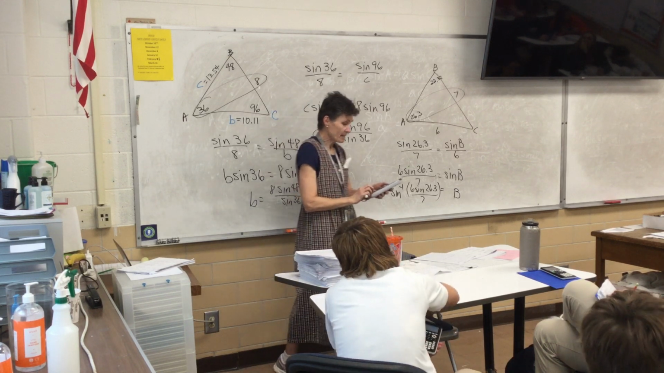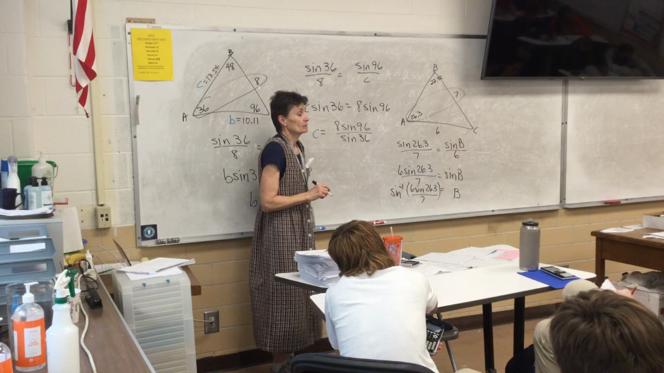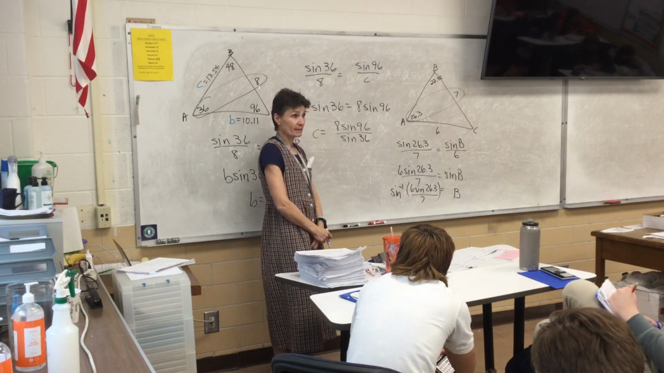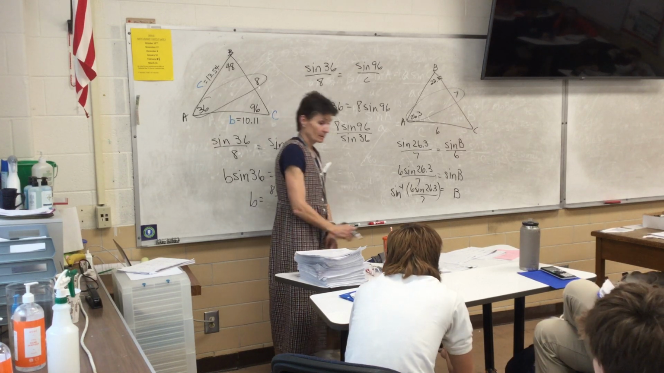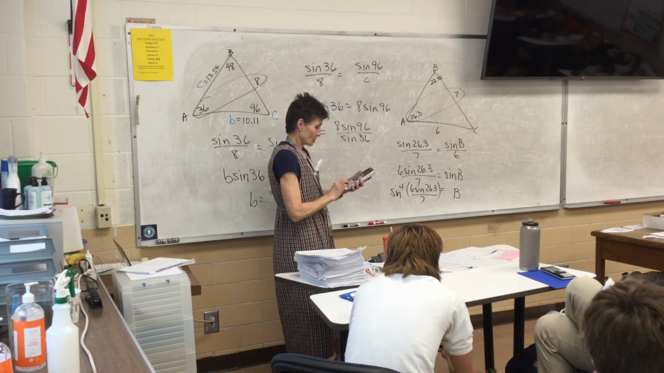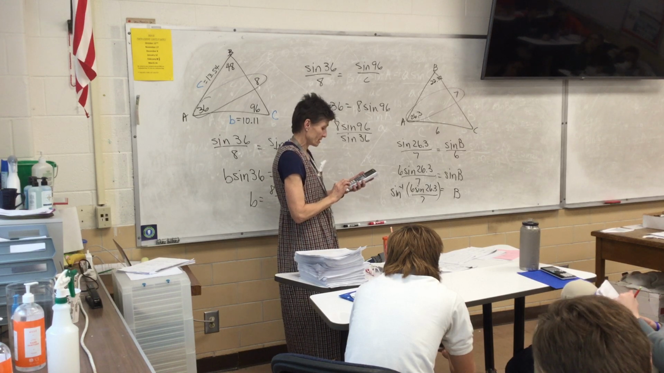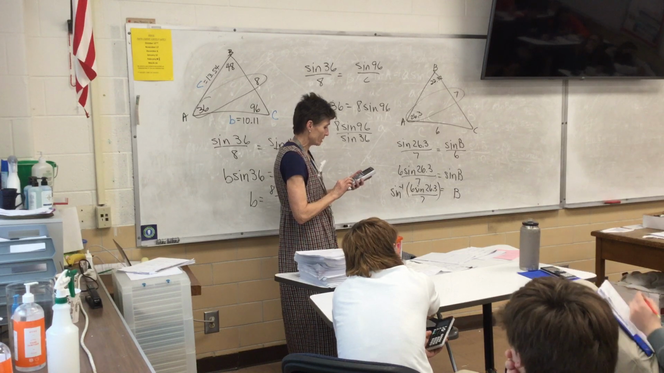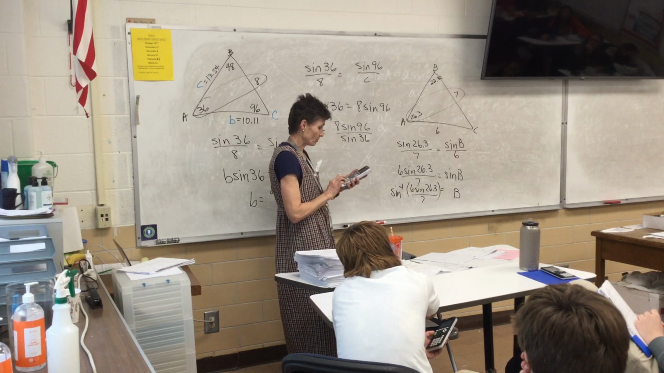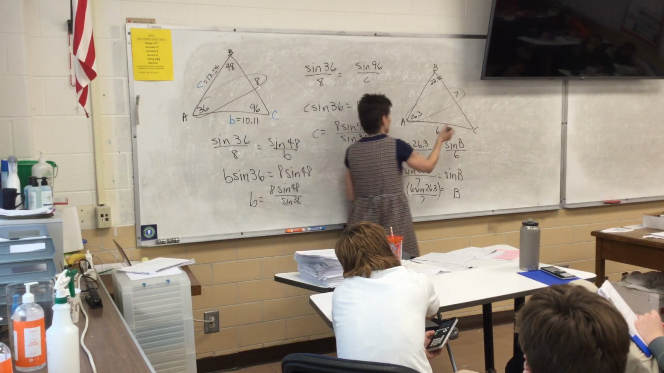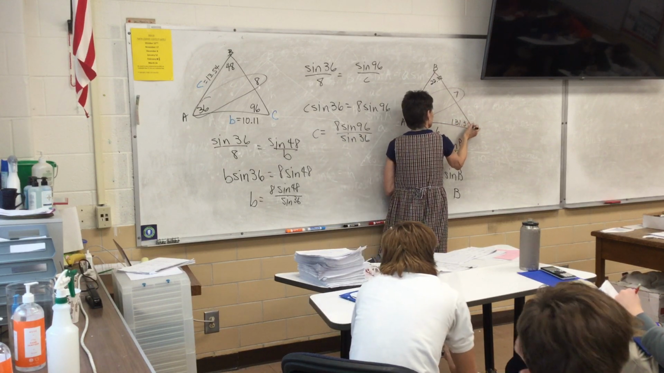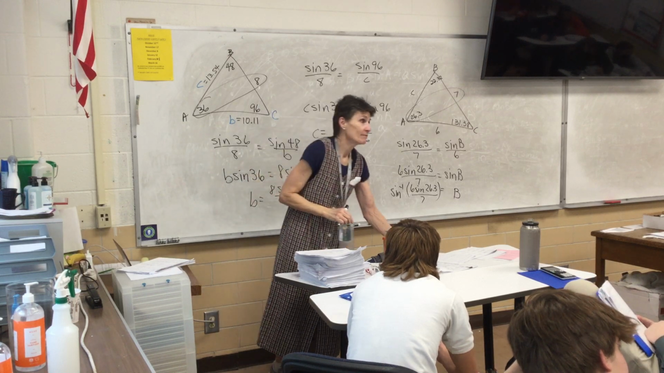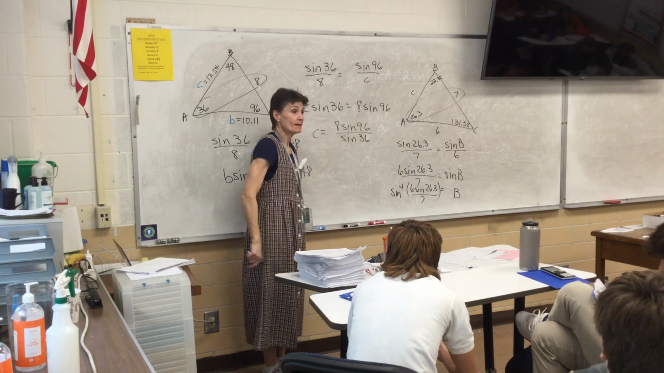All right, where do we go from here? Yeah, now we need to find, oh, now can we find angle C now? Yeah, because we got the other two. So 180 minus 26.3 and 22.32, 131.38. How will I find side C then?